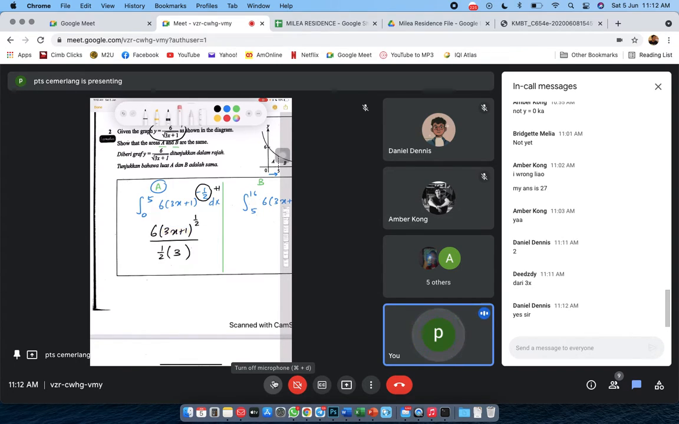Okay, alright. Now, next. This is the first part kan? And then later on apa nak buat? Substitute the 5 and the 0 inside. Masukkan 5 dan juga masukkan kosong ke dalam. Masukkan kosong ada nilai. Okay, so masukkan 5. Apa dapat kalau masukkan 5? So over here, you have 6 and then masukkan 5. So dapat 3 times 5 is 15. 15 plus 1 is 16. So therefore you have square root of 16 over 3/2. Okay, so that's the first part lah.